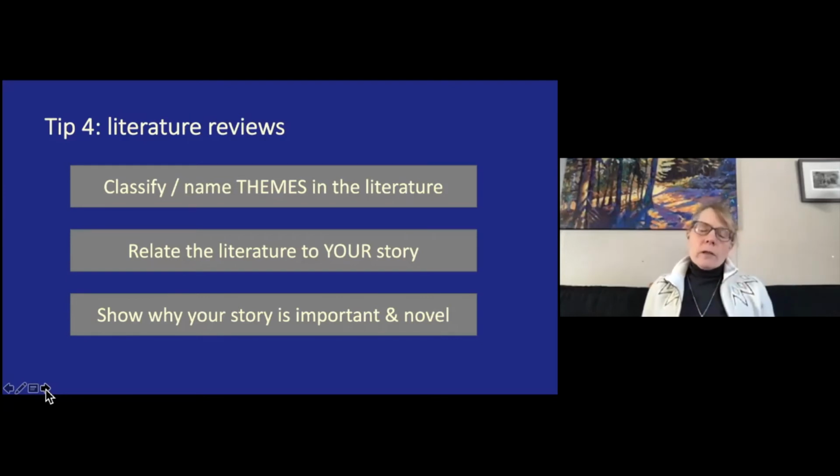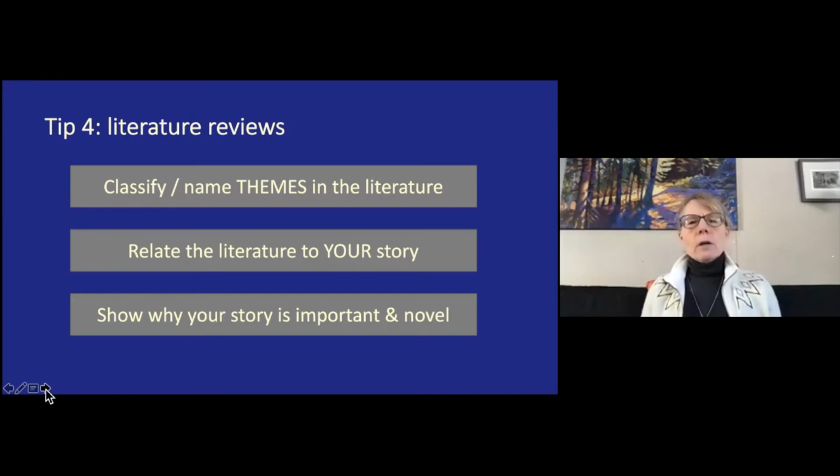But one thing I've seen a lot in literature reviews is a failure to have the literature review analytical enough. So think about whether or not you can classify or maybe name themes in the literature. Break it down for the reader, help them to make sense of it. It's not so much just saying what so-and-so said this and so-and-so said that.